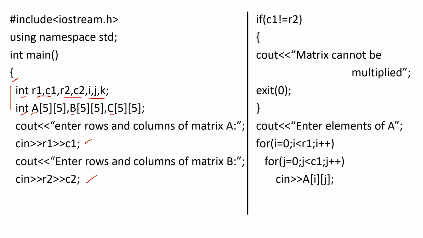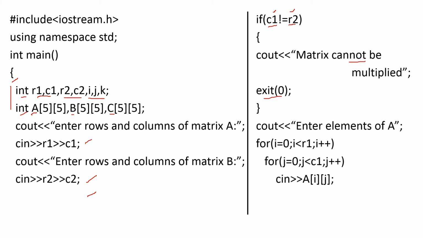For multiplying two matrices, we know the common rule, that is, the number of columns of the first matrix should be equal to the number of rows of the second matrix. So after getting the rows and the columns, we are checking whether C1 is equal to R2 or not. If C1 is not equal to R2, then we display the result that the matrices cannot be multiplied and then jump out of the program. That is exit 0.